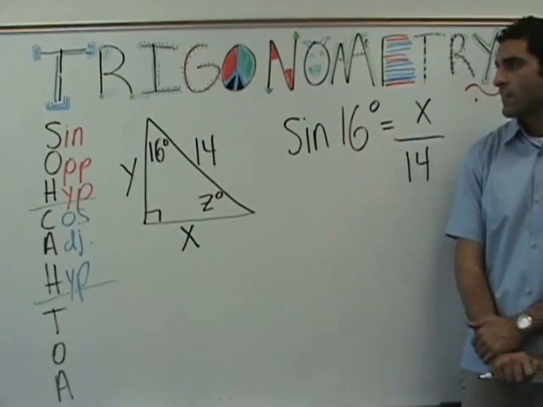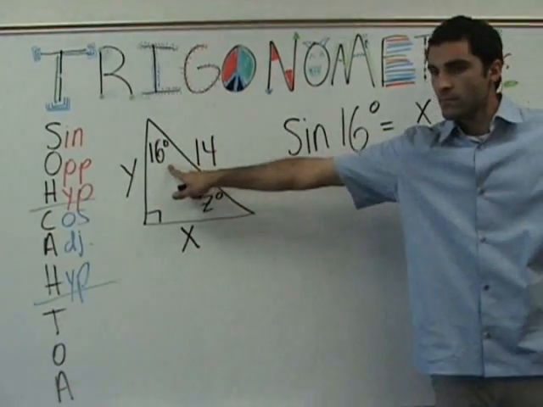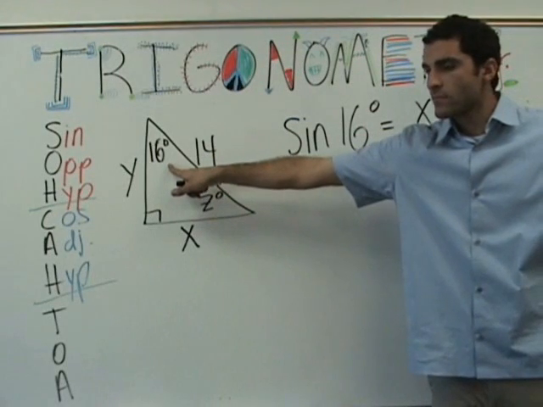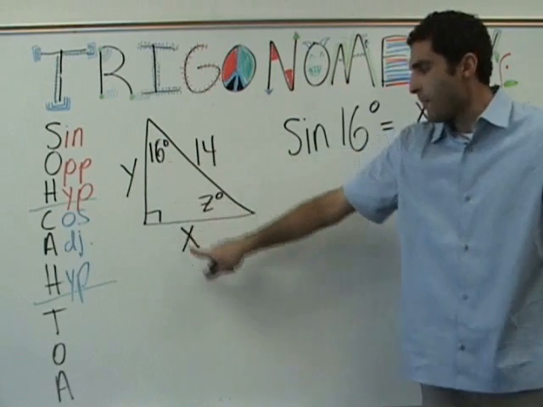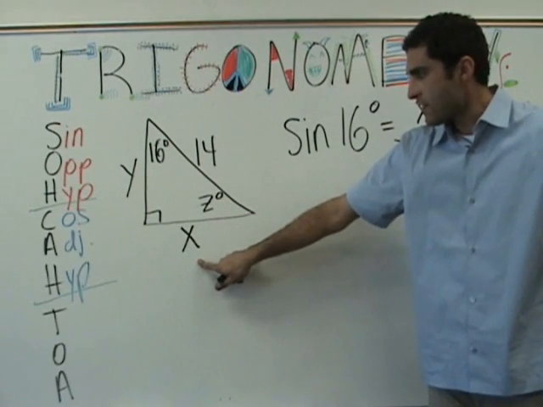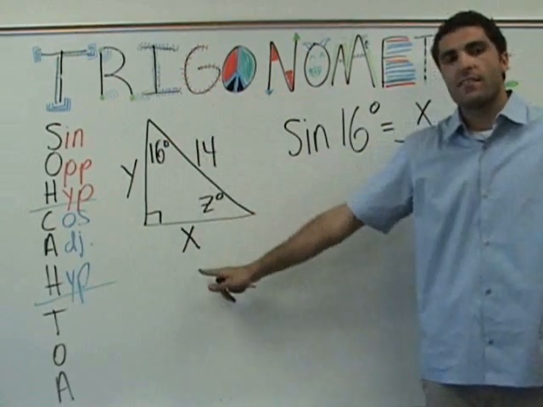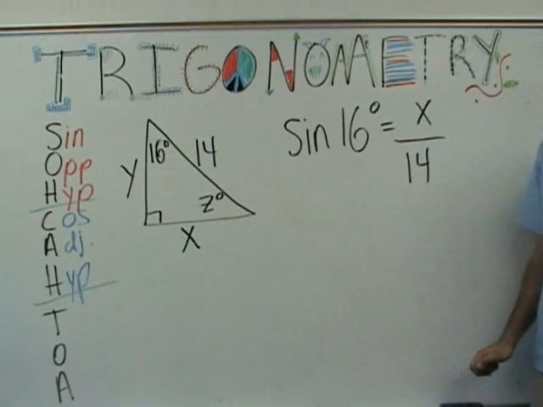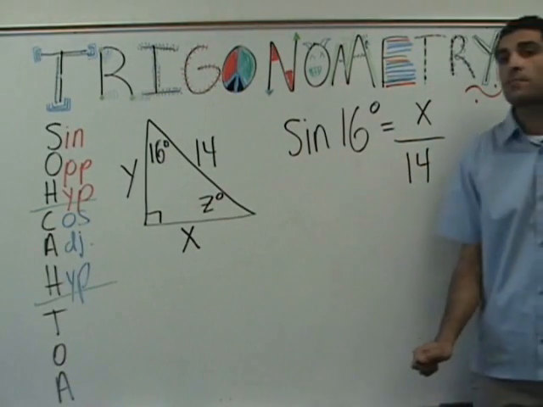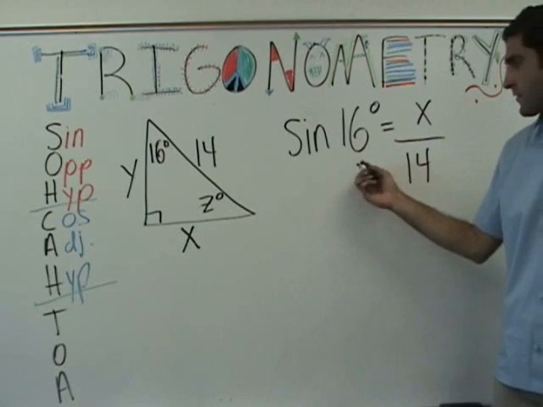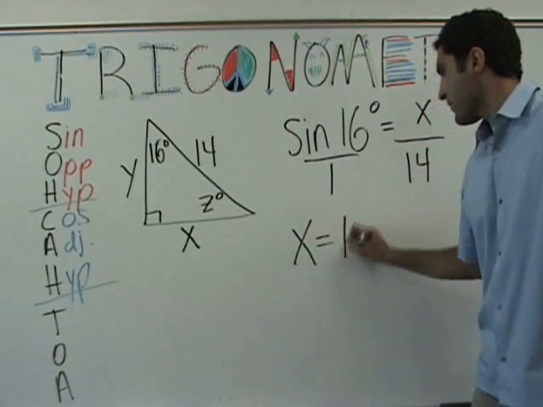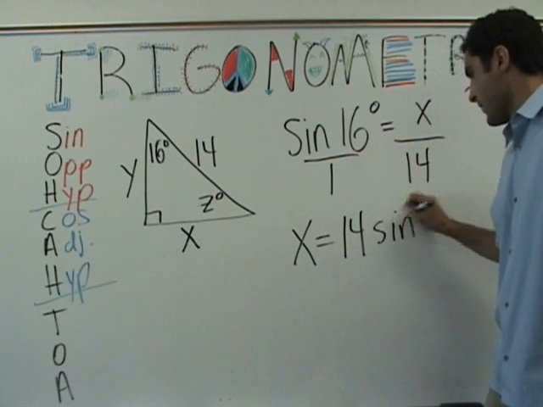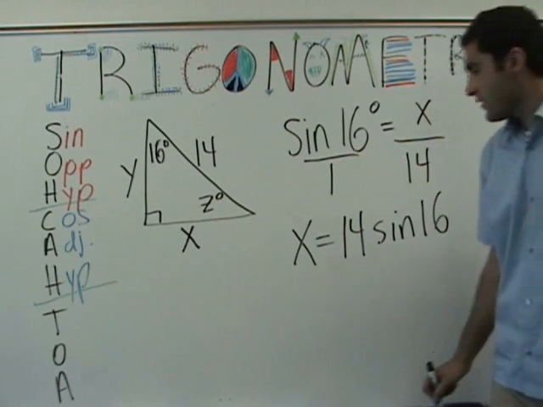Because you look at the triangle and you see that the angle opposite of x is 16, so you're trying to find sine of 16. Opposite of 16 is x, opposite over hypotenuse. Opposite of 16 is x over hypotenuse, which we know is 14. Cross multiply. x equals 14 sine 16. Plug that in the calculator. We're done. 3.86.